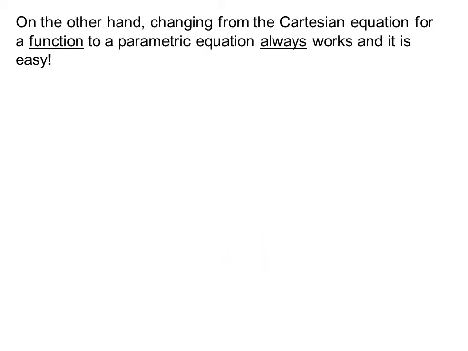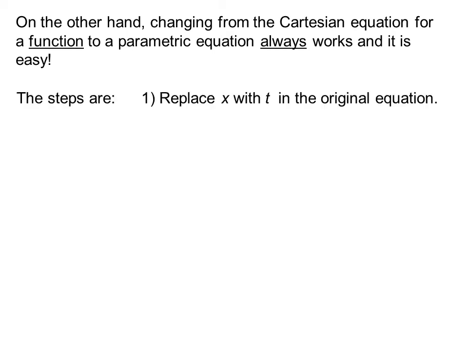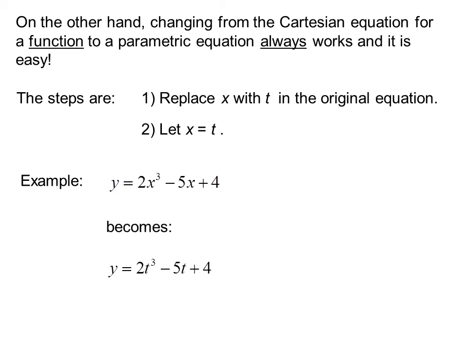On the other hand, changing from the Cartesian equation for a function to a parametric equation always works, and it is easy. The steps are: 1. Replace x with t in the original equation. 2. Let x equal t. For example, y equals 2x cubed minus 5x plus 4. To change that to a parametric equation, it becomes y equals 2t cubed minus 5t plus 4, and x equals t.